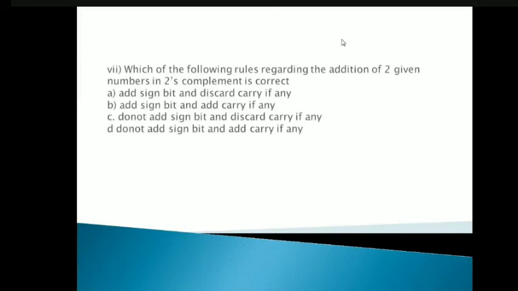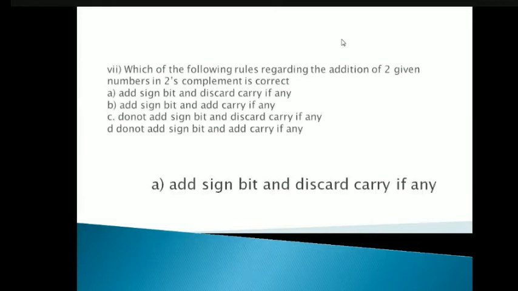Which of the following rules regarding 2's complement is correct? Add sign bit and discard carry if any. Yes, correct. Add sign bit, add carry if any. No. Do not add sign bit. This is not the right answer. A is the correct answer: add sign bit and discard carry if any. This is the right answer.